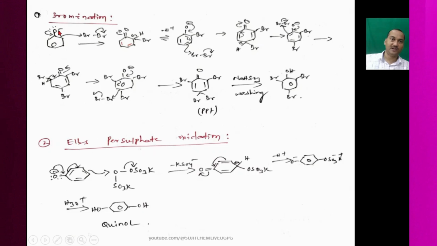Similarly, this phenol or phenoxide ion can react with bromine, and ultimately it gives rise to tribromophenol. Similarly, phenoxide can react with K2S2O8, giving rise to this quinol. So here is the mechanism. O minus comes here, this pi bond will come here, and this pi bond will attack this oxygen, and it will kick out KSO4 minus. Then again loss of proton will revive the aromaticity, so you can have this oxyanion. Upon treatment with H3O plus, we can have quinol.